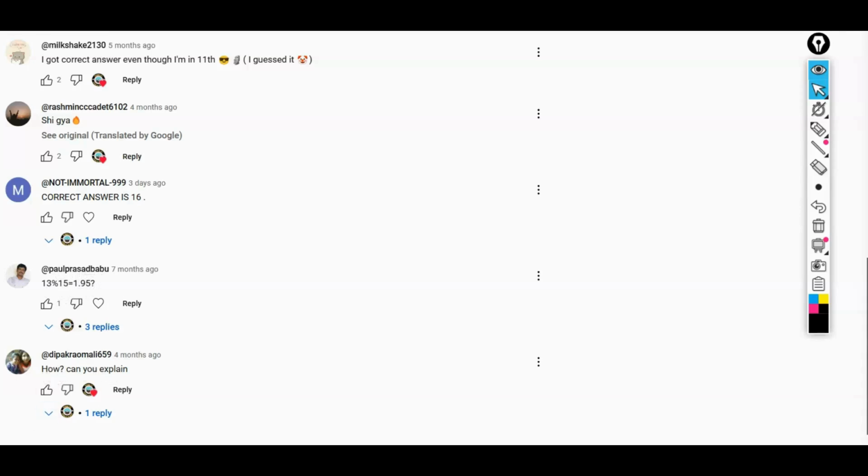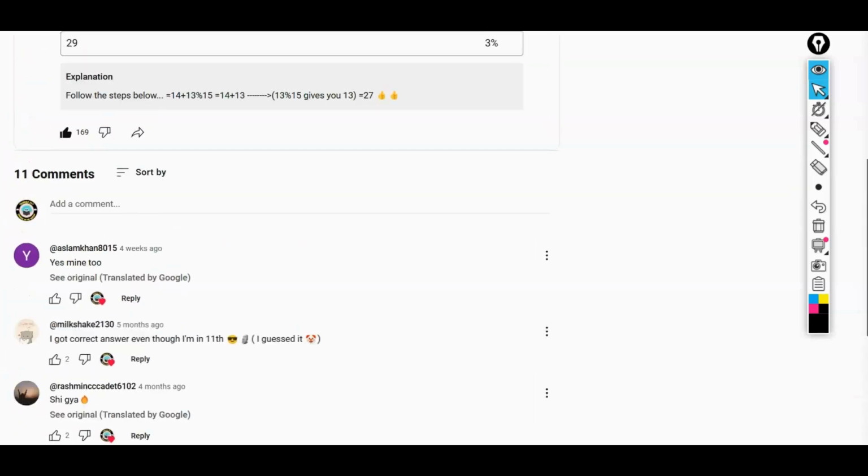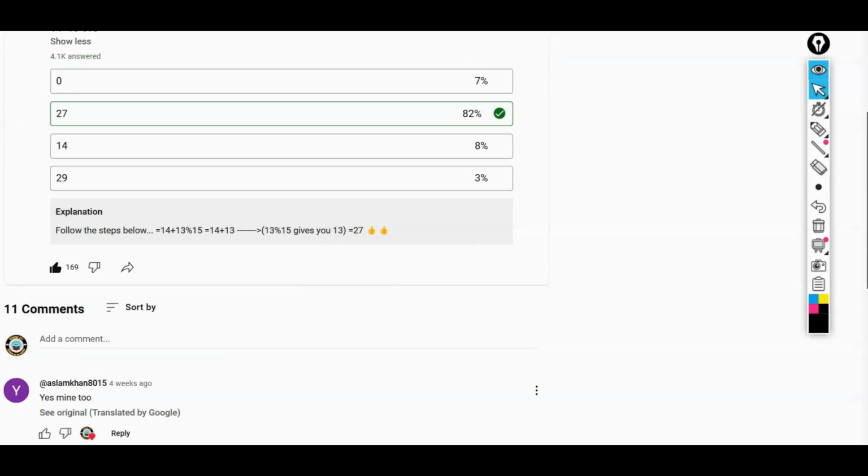I have explained those in the comment section, and also in this explanation section. If you pick any wrong answer, the correct answer will be given here, and the correct explanation will be under that question itself. I have given a correct and clean explanation for this, so follow the steps below.